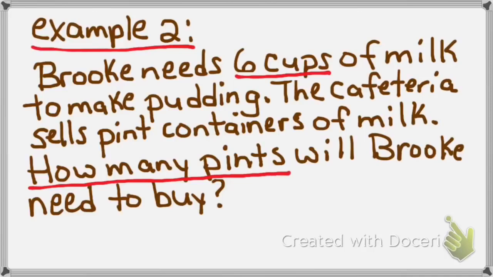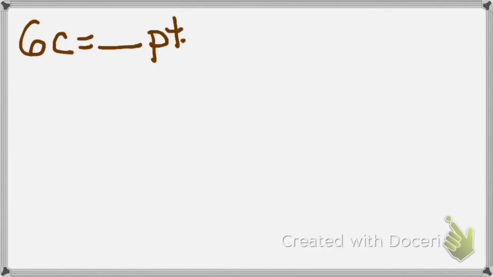My unknown is pints. My given is cups. Step number 1, write my given unit, 6 cups equals my unknown unit, blank pints. Step number 2, look at my units, cups and pints, and decide if I'm going from large to small or small to large.